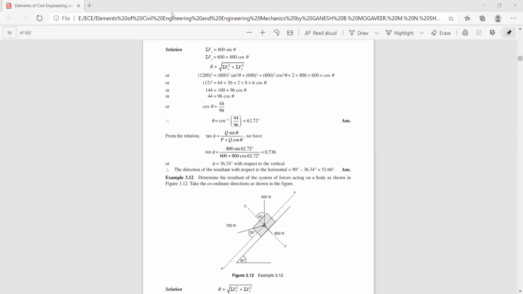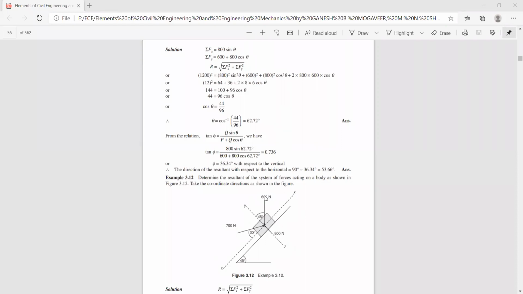So the selection of the reference axis plays a very important role, because if you select the reference axis in a particular way such that most of the forces act along those axes, hence the resolution part becomes simple. So in this case, the horizontal axis has been considered parallel to the inclined plane. You can see that this is the inclined plane. The horizontal axis is taken parallel to the inclined plane and the vertical axis is perpendicular to the inclined plane.